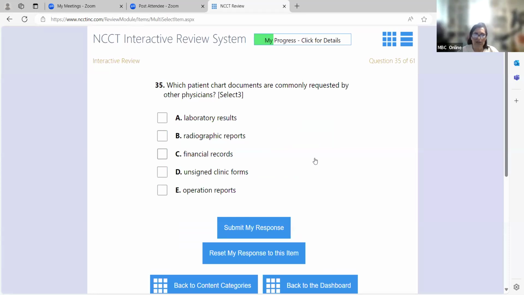All right, for this one, we're going to select 3. Which patient chart documents are commonly requested by other physicians? If a physician needs to look at a patient's chart, these are the 3 things that are most commonly requested: laboratory results, radiographic reports, financial records, unsigned clinic forms, or operation reports. And there are 3 of these. So what are the 3 that you think? A, B, and E.